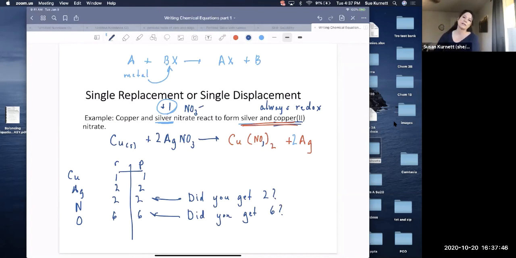So at this point, there's somebody out there that's probably going, I don't know how she got 6 oxygens on the product side or something like that. But usually people are reluctant to speak up, especially in this new online environment. So does everybody know why I have a 6 here? 2 times 3? And why I have a 2 here? 1 nitrogen in each unit, but there's 2 units.